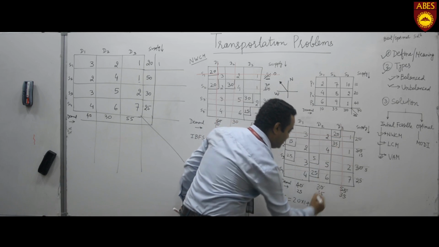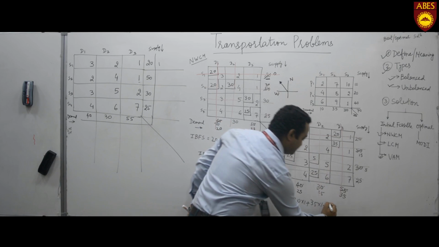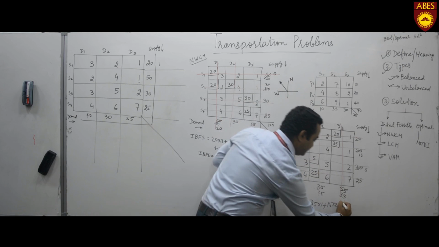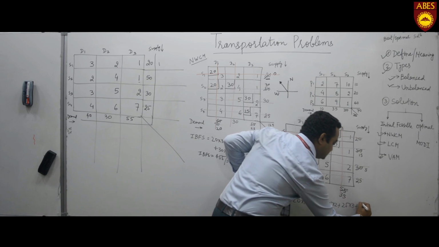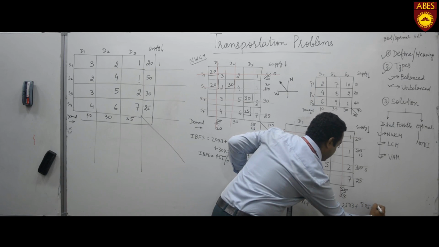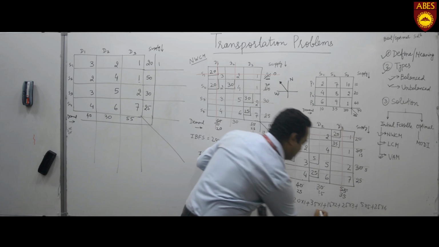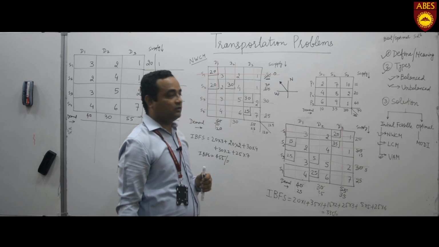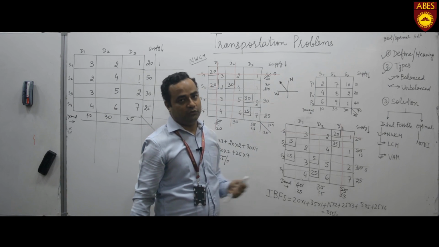plus 35 into 1, plus 15 into 2, plus 25 into 3, 5 into 5, and then 25 into 6. After multiplying, this comes to 335, which is the total transportation cost while transferring the goods from one plant to warehouses.